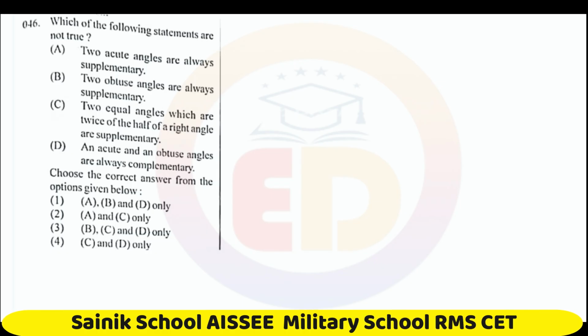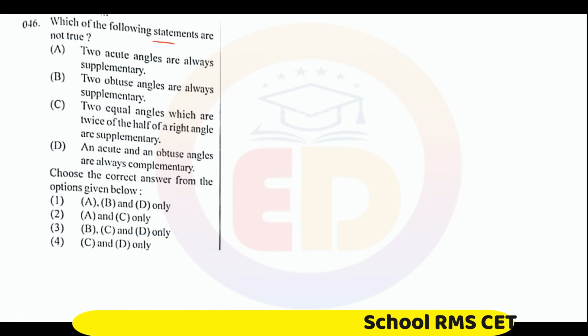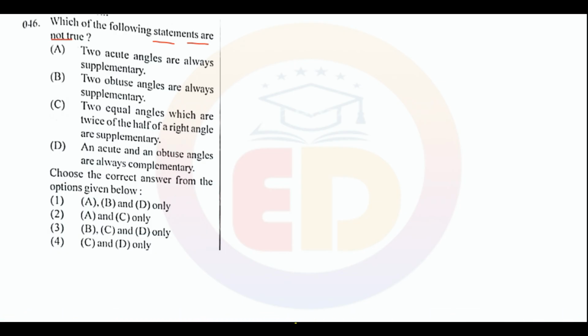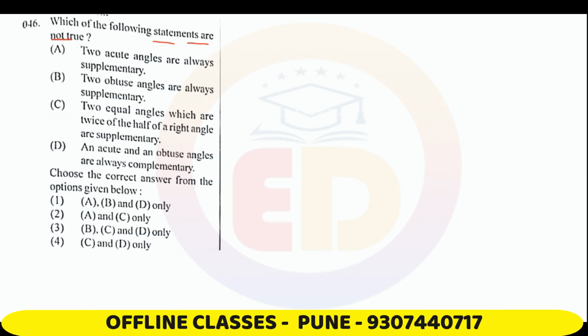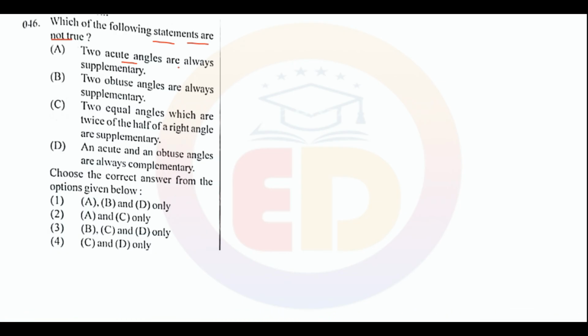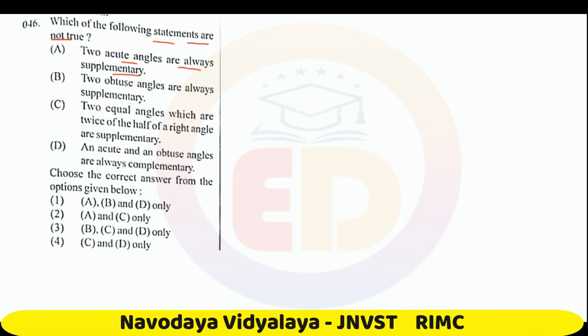Question number 46. Which of the following statements are not true? Again a puzzling question because it's not asking true, it is asking not true. Student has to be slightly careful. Let us go to the options. Two acute angles are always supplementary. Now acute angles are the angles which are less than 90 degree.